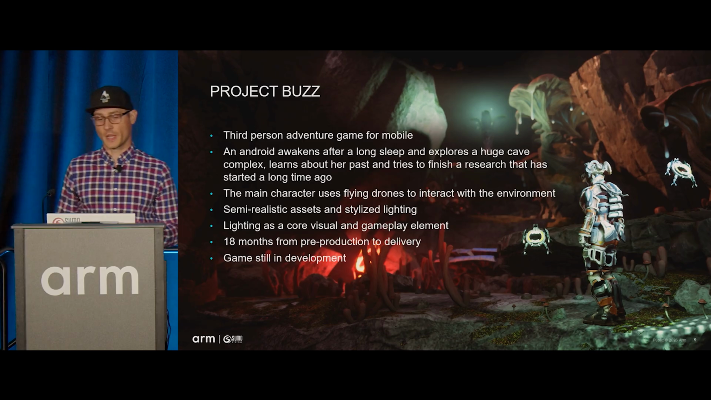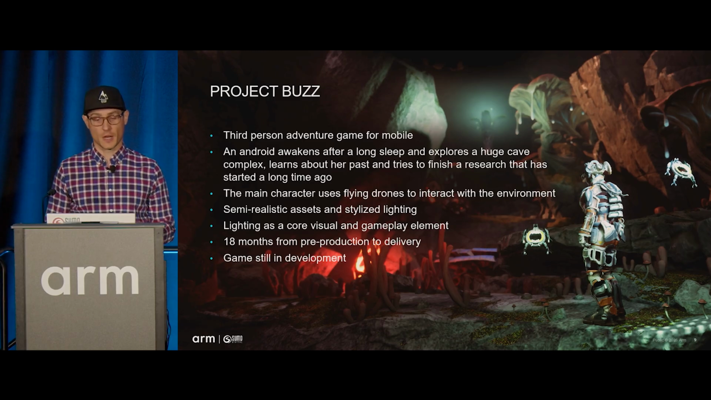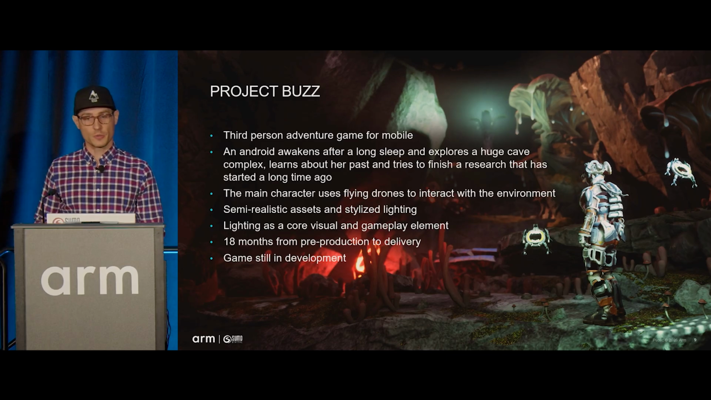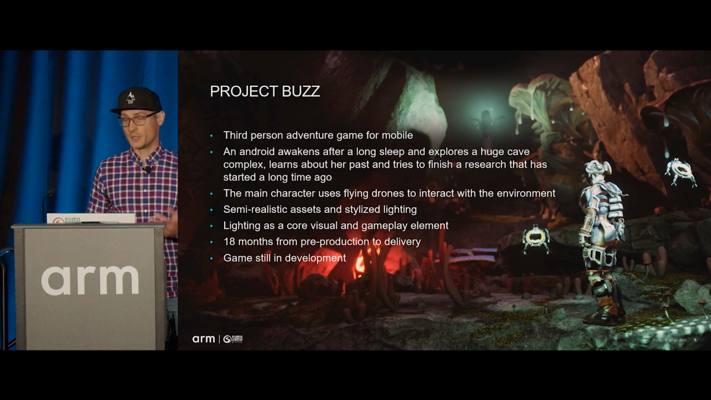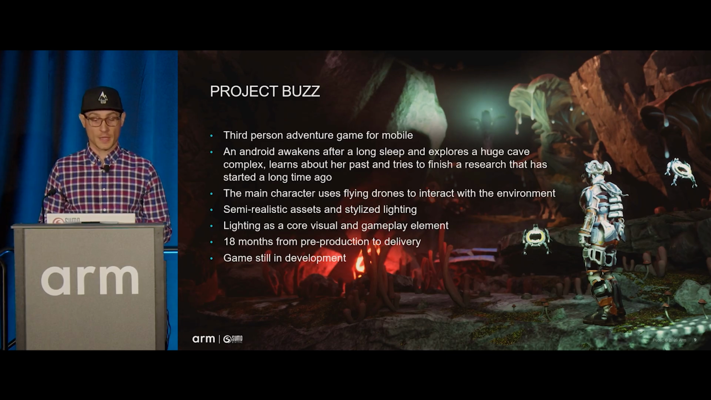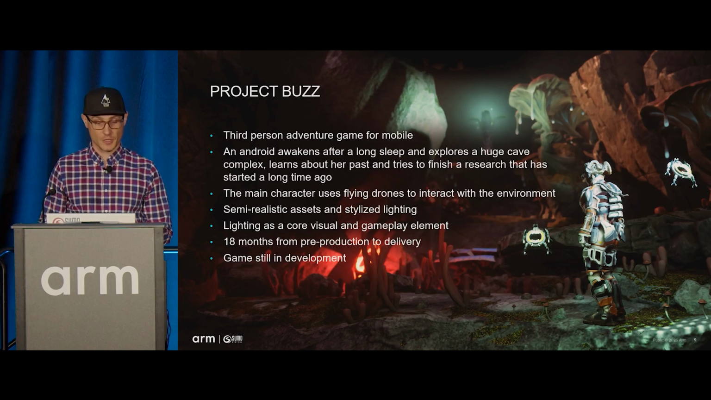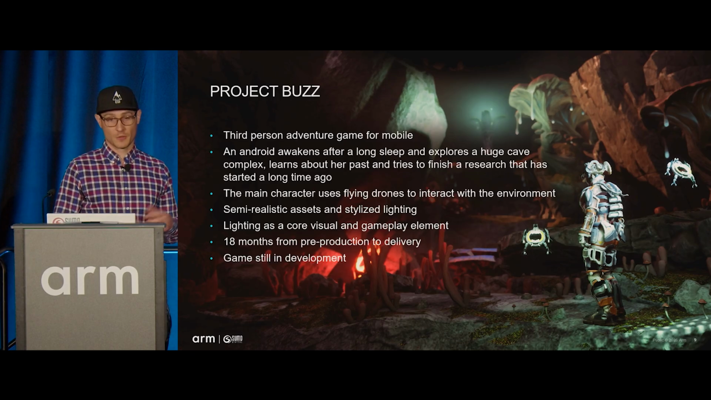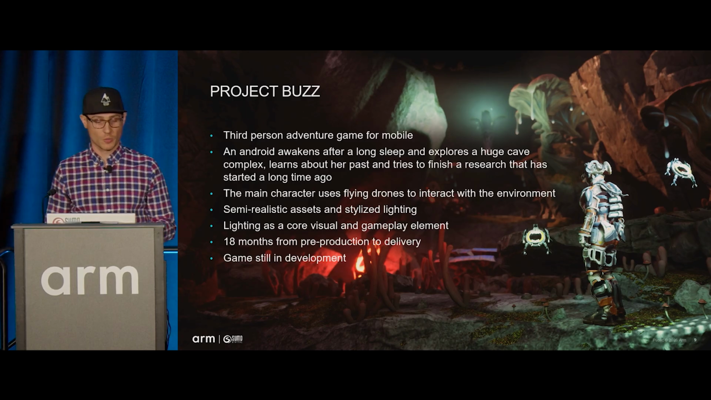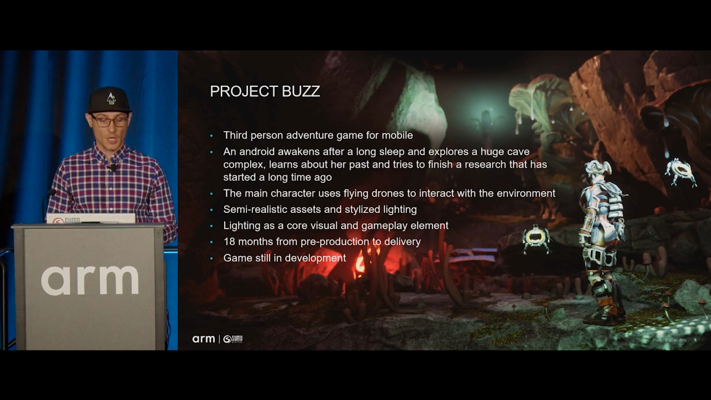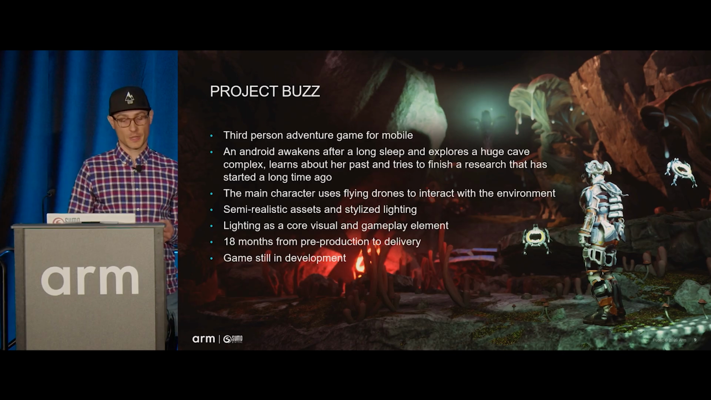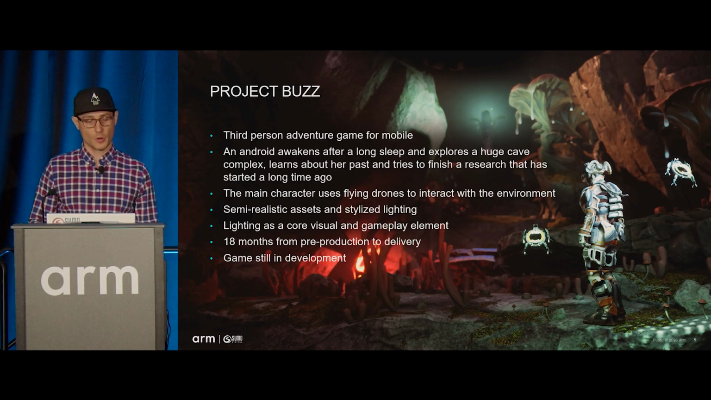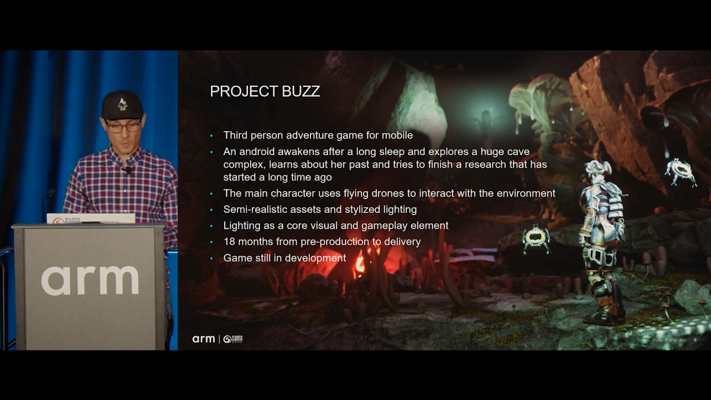The main focus of the game is interaction with the environment, and players gather flying drones, we call them bees, through their journey and execute those interactions with them, ranging from very simple ones like unfolding the platform to more complex puzzles. Project Buzz uses semi-realistic assets and stylized lighting, and lighting is a core visual and gameplay element.